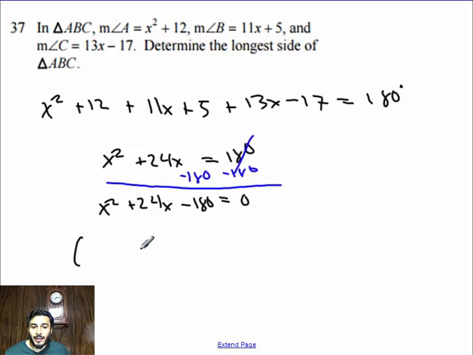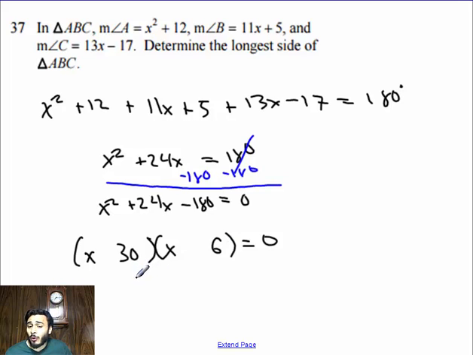Next step is to factor. So we get x and x here. Now what you want to do is find two numbers that multiply to give you negative 180 and at the same time add up to give you positive 24. Those two numbers are 30 and 6.